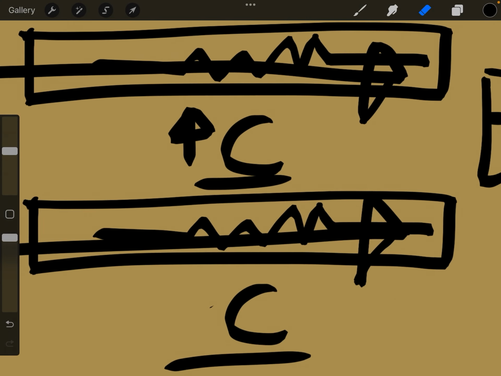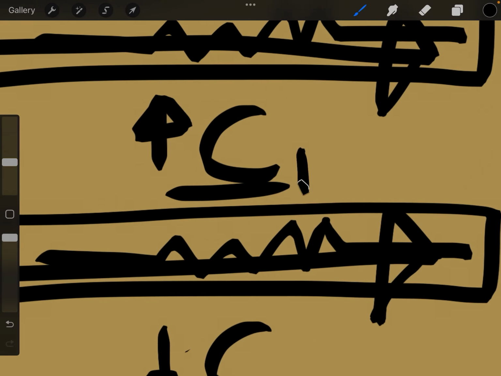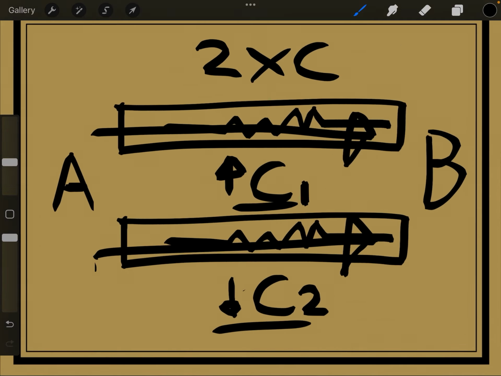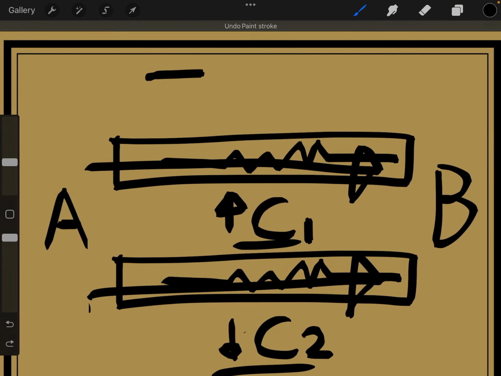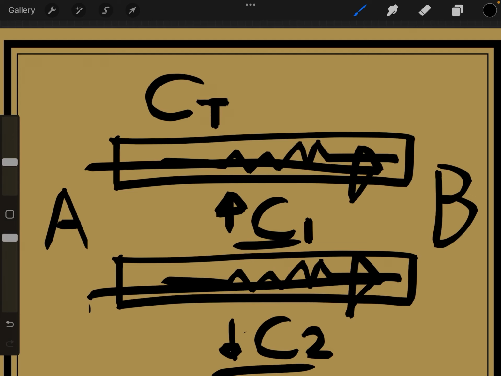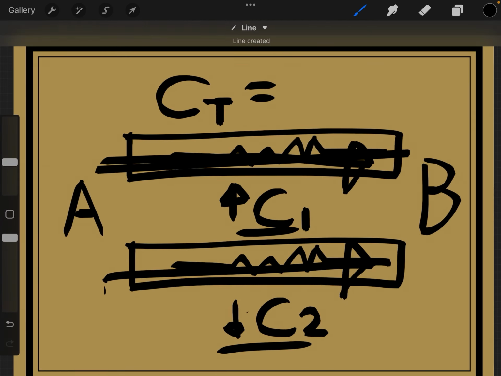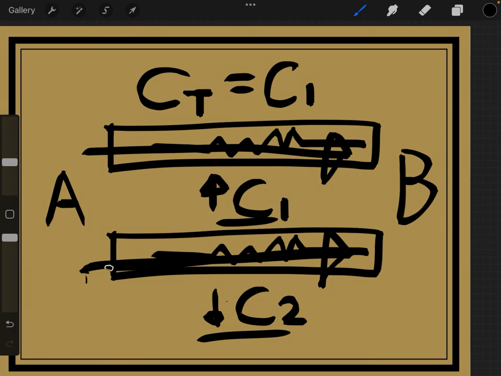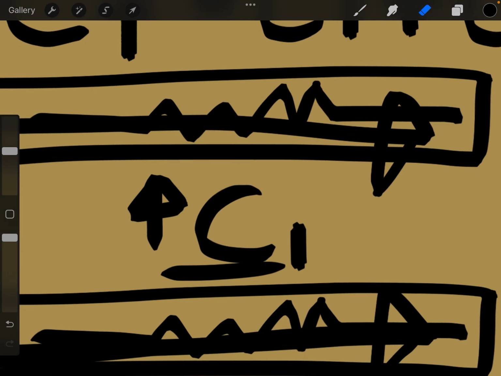What if you had high conductance on the top one and low conductance on the bottom one? Well, you can call one C1 and the other C2. And instead of being double, the total conductance, CT, is going to equal the conductance of the first path plus the conductance of the second path. Even if you can send less charge, it's still additional charge. And I hope that this really makes sense to you, because this next part probably doesn't make sense unless you think of it like this.